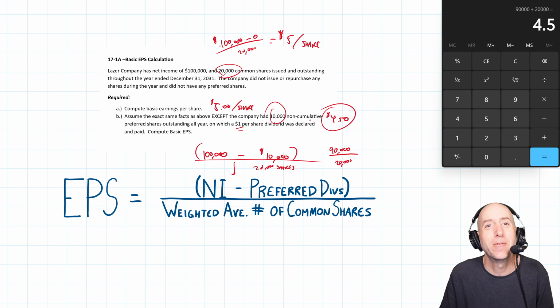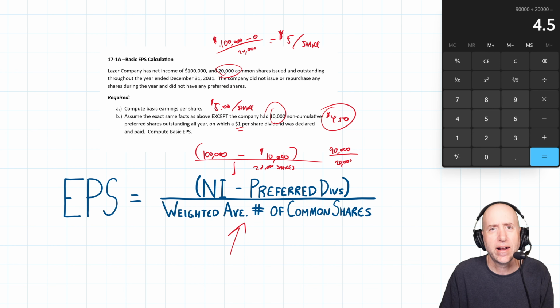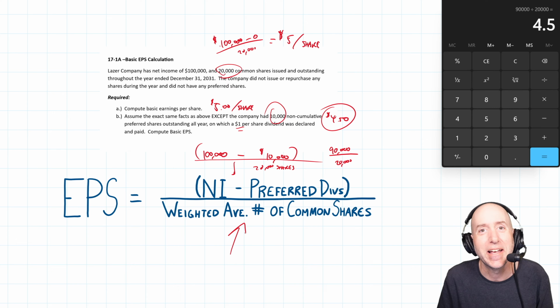We're done with 17.1a. In 17.2, we'll spend quite a bit of time going over how to calculate the weighted average number of common shares outstanding. I'll see you there. Stay tuned for that one.